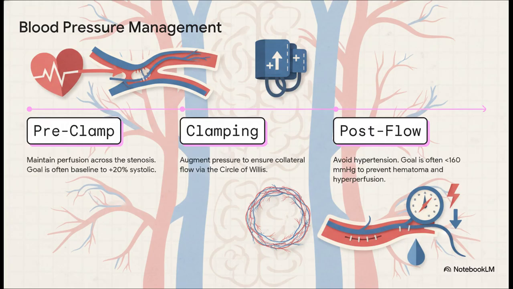Before the clamp goes on, you often need a slightly higher pressure to push blood through that tight stenosis. Then, during clamping, you might need to augment pressure even further to drive collateral flow from the opposite side through the circle of Willis. But the second that clamp comes off and flow is restored, the game changes completely. You have to aggressively avoid hypertension to protect that fresh suture line and prevent the absolutely devastating cerebral hyperperfusion syndrome.